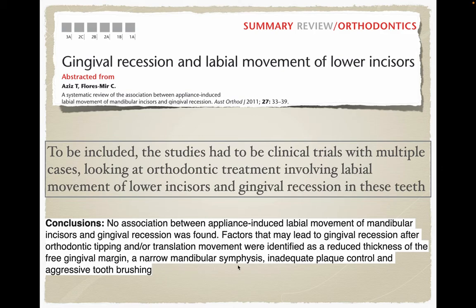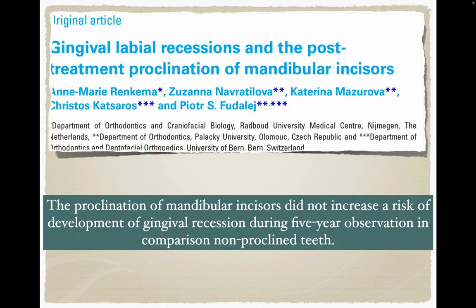Narrow mandibular symphysis, inadequate plaque control, and aggressive toothbrushing would make sense. So if a patient has aggressive toothbrushing, gum recession will result. If a patient has poor control of the plaque, then you will have gum recession. So when you decide to procline incisors, you need to investigate the thickness of the soft tissue, the amount of the symphysis that is there, how is the patient's plaque control, and give him the right instruction about the brushing.